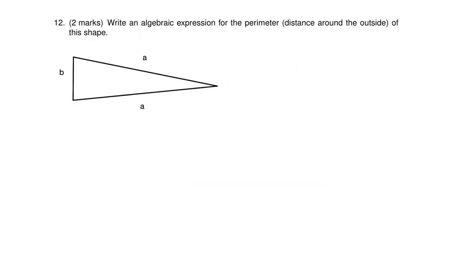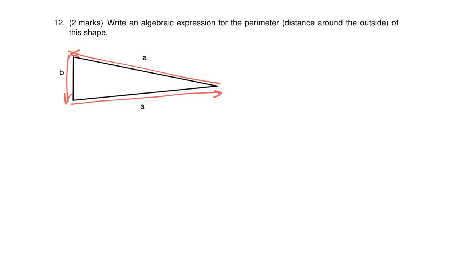Okay, we're asked here to write an algebraic expression for the perimeter, and we're told in the question, in case you've forgotten, that the perimeter is just the distance around the outside of a shape. So if I started here and I went around this shape back to the start, that would be the perimeter. And I just add all those together to get my perimeter.